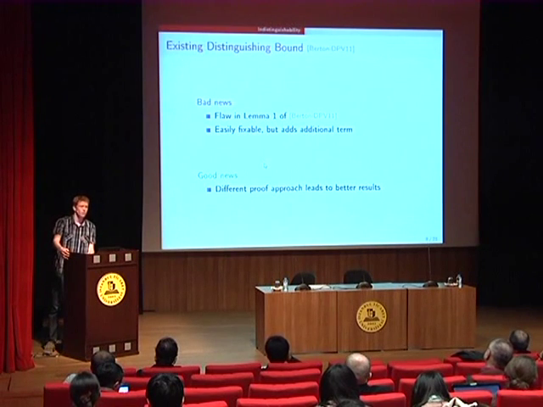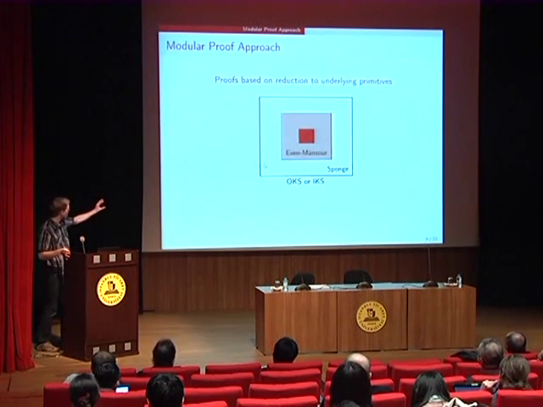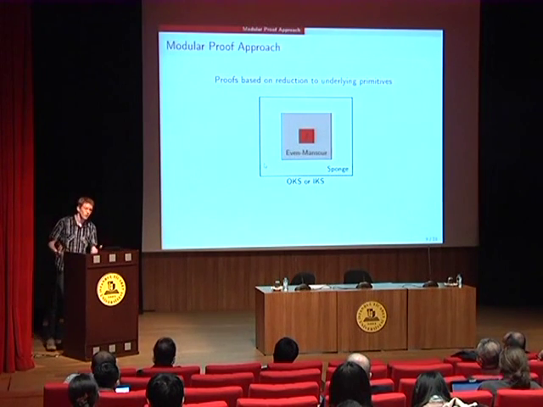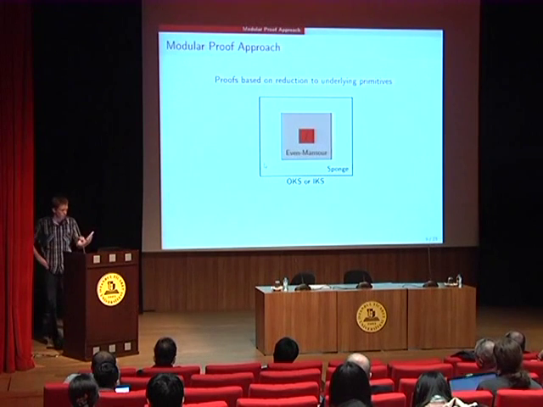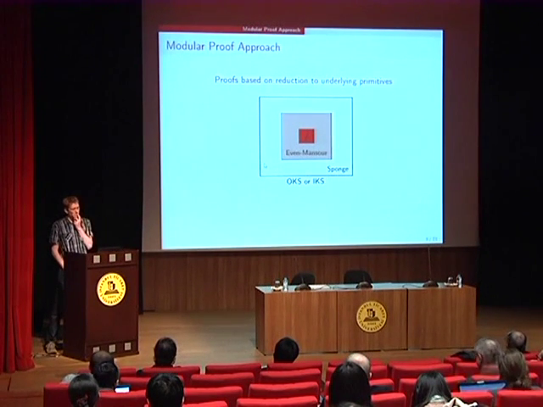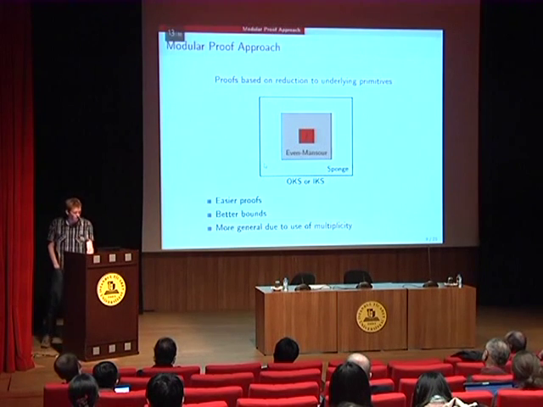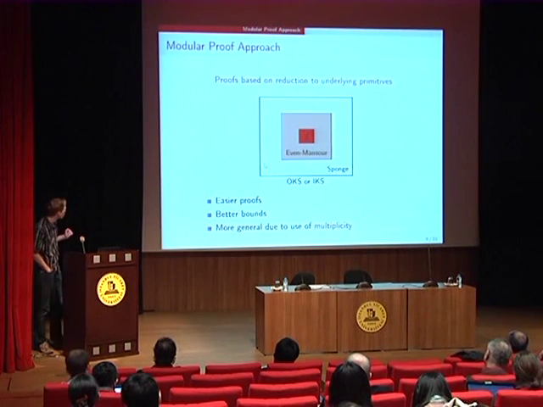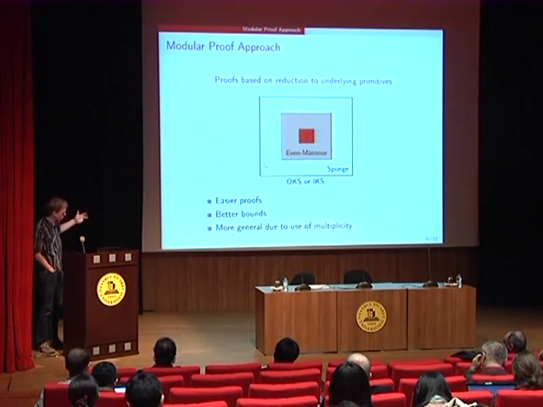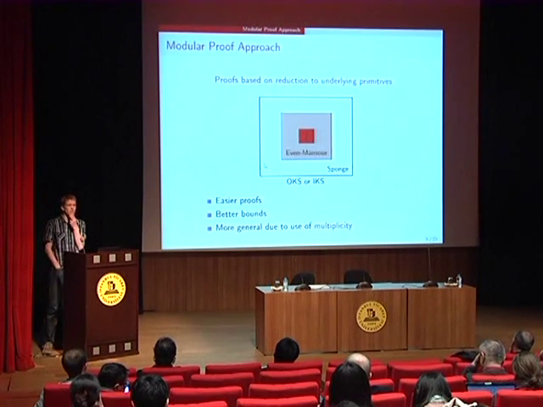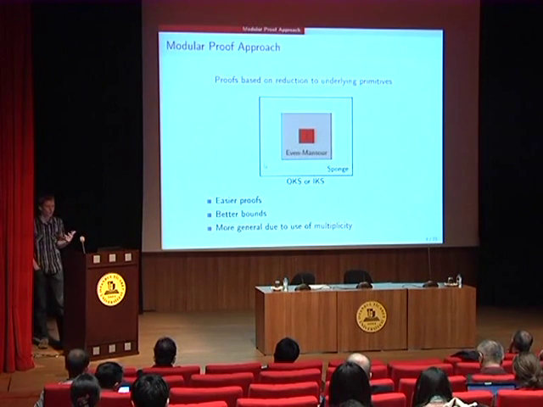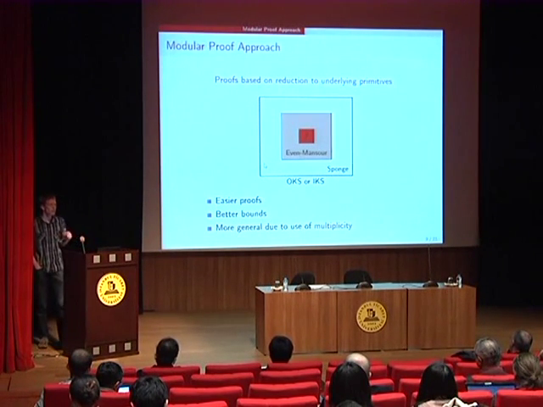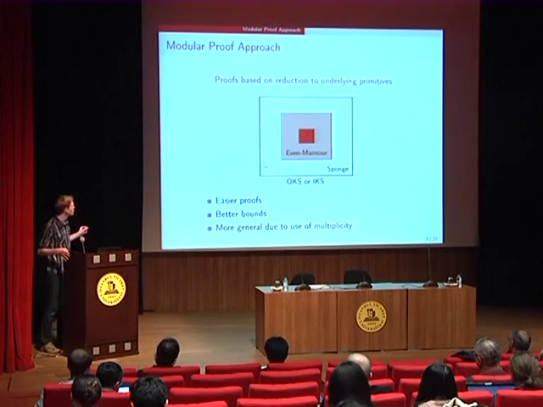This would lead to a better and easier to understand proof. In more detail, we consider a modular proof approach where we consider the inner keyed sponge or the outer keyed sponge, and we can view them as classical sponges based on Even-Mansour, based on the underlying primitive f, which we assume to be ideal. Using this approach, we get, first of all, more compact, quite short and easy proofs, particularly due to this hybrid model. Secondly, we get better bounds than the one we saw before, partly due to Patarin's H-coefficient technique. And finally, we get a more general bound because we use the principle of multiplicity.